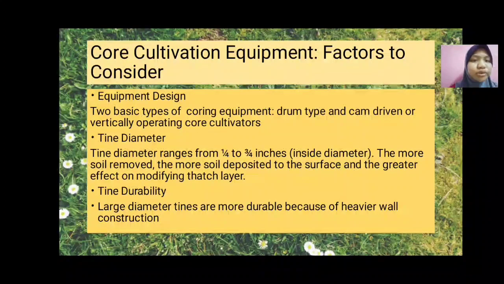The more soil removed, the more soil will be deposited on the surface, and the greater the effect on modifying the thatch layer. The third factor is tine durability, where larger diameter tines are more durable. This is because of the heavier wall construction.